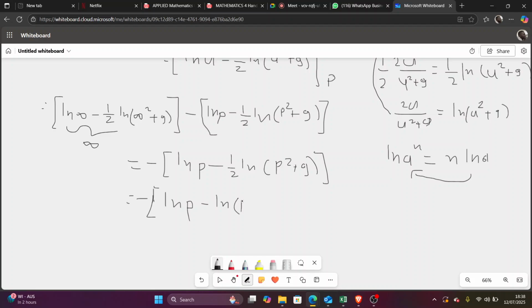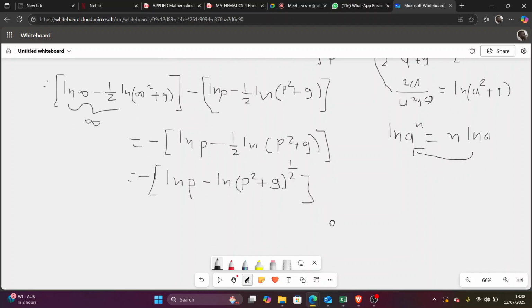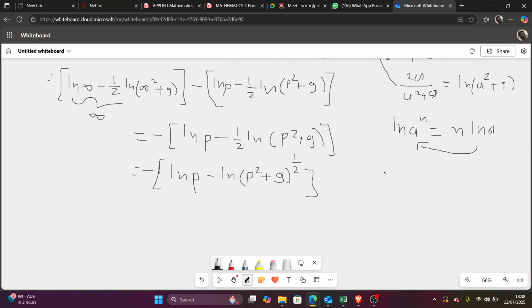Ln of p square plus 9. Now we are just applying some identity. Now to the power what? Half. And I'm pretty sure you guys are familiar with this. If you have, let's say, root of 2x, do you guys agree that you can write it like this?